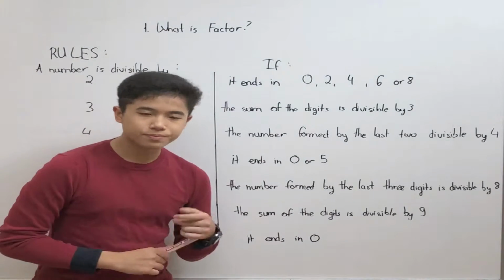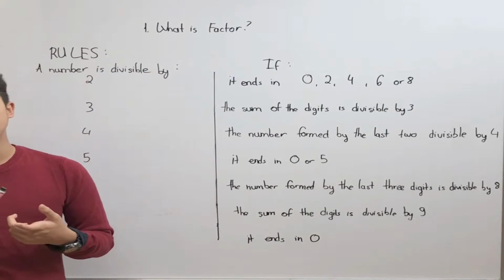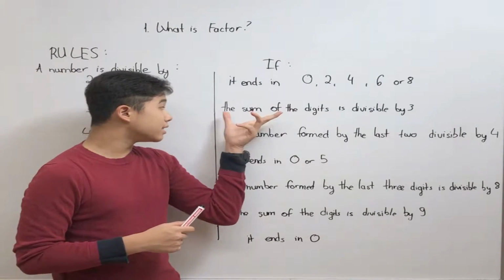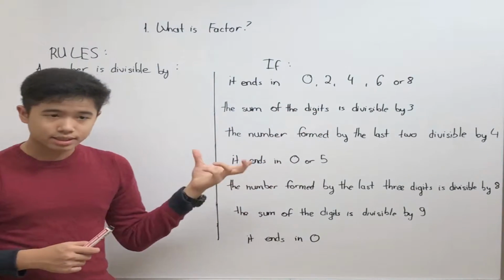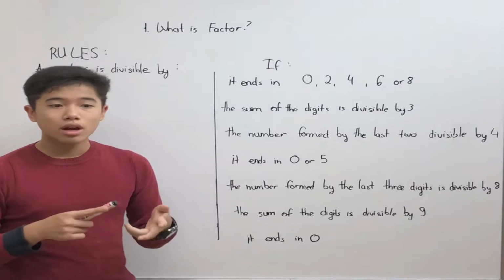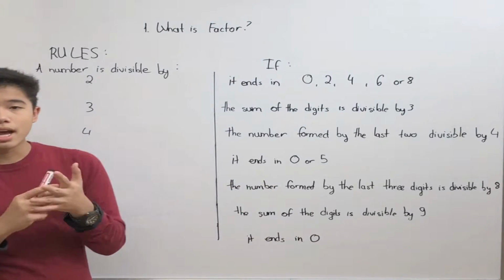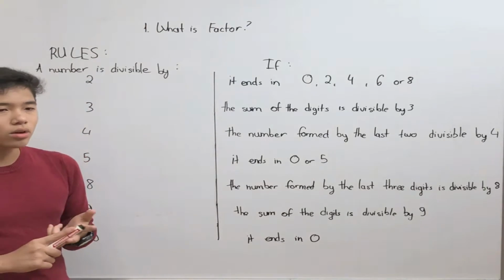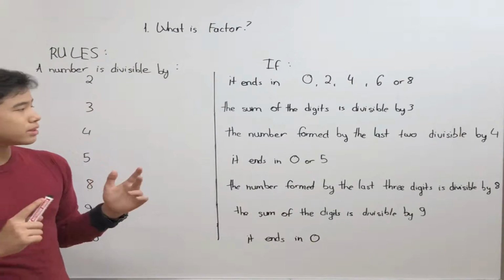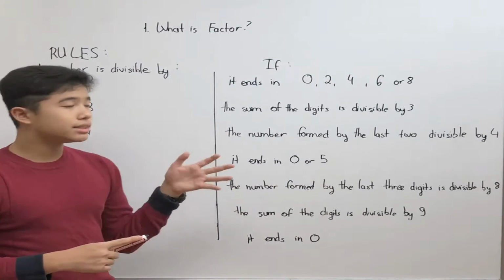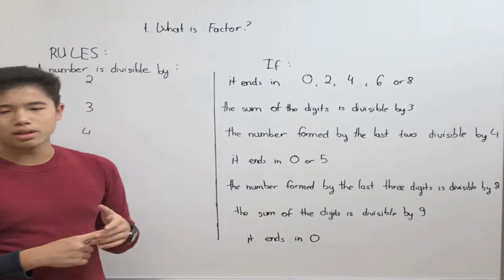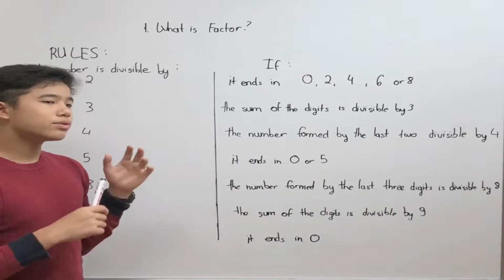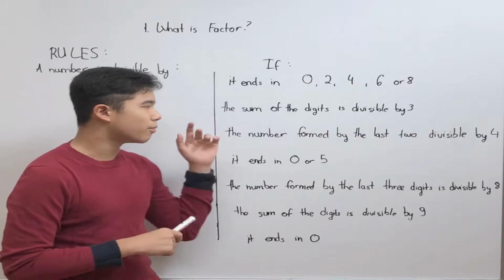For example, 333. There are 3 digits. So they say that the sum of the digits, if we hear sum, we must add all of them together. 3 plus 3 plus 3, or 3 times 3, equals 9. And 9 is divisible by 3 because we learned that in elementary grade. So 333 is divisible by 3.